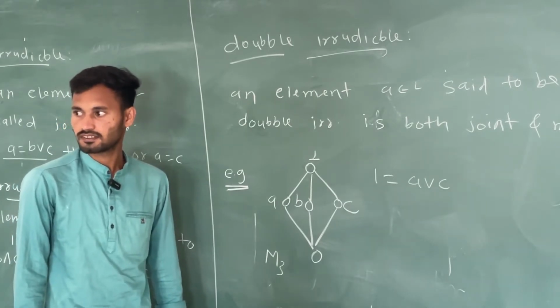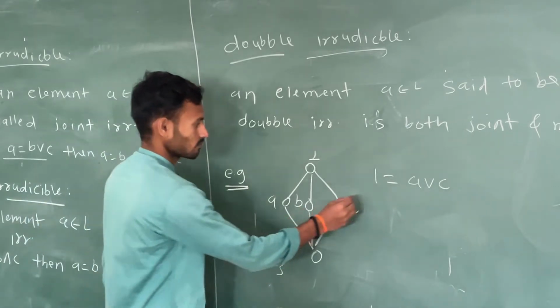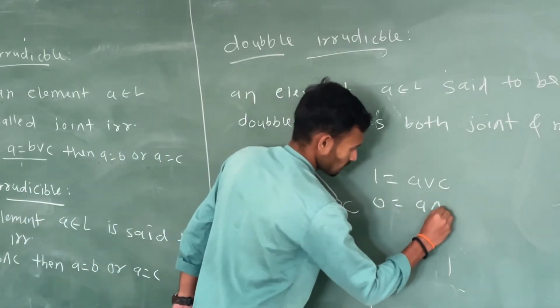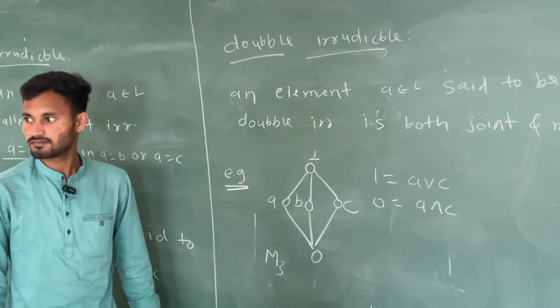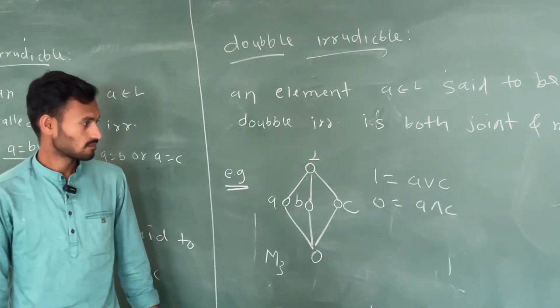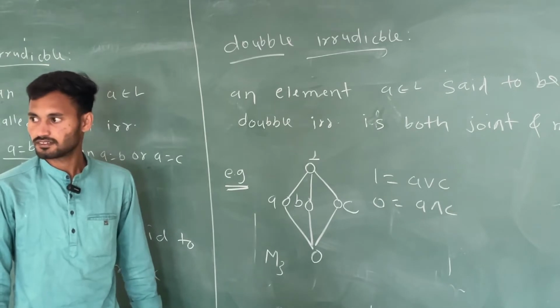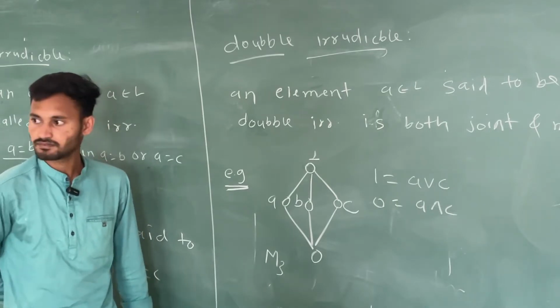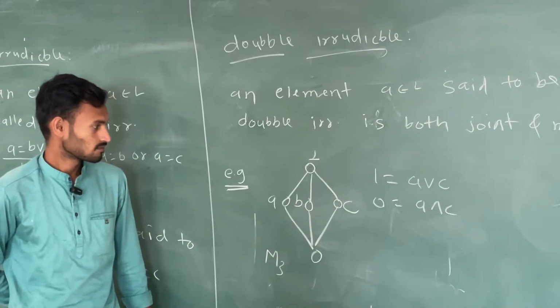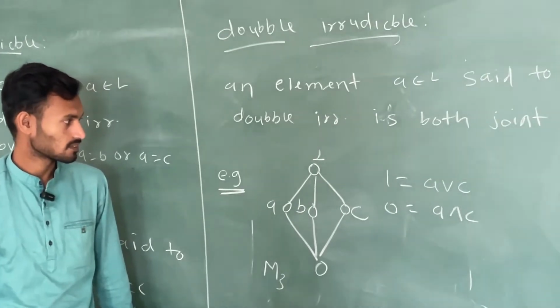Similarly 0 is meet reducible. You can reduce 0 into further smaller elements. Similarly 1 is join reducible, not irreducible. What about A, B, C? You can check that they are irreducible.